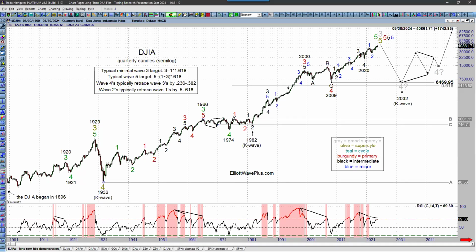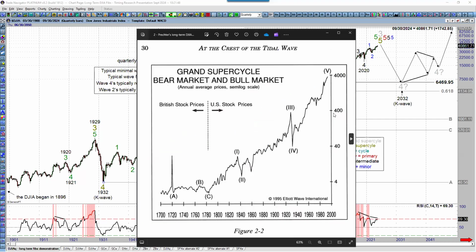Well, this brings up the next, what I believe are the most typical targets for the end of fifth waves, and that is where wave five of an impulse will be equal to the net traveled of 1 through 3 times 0.618. And that target was right there at 4,134.